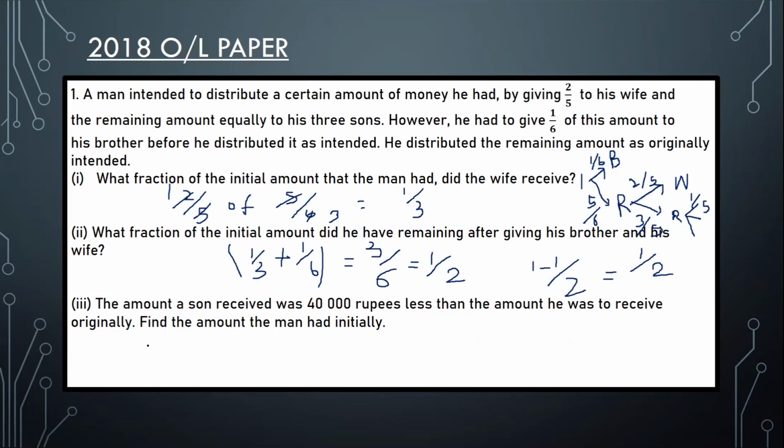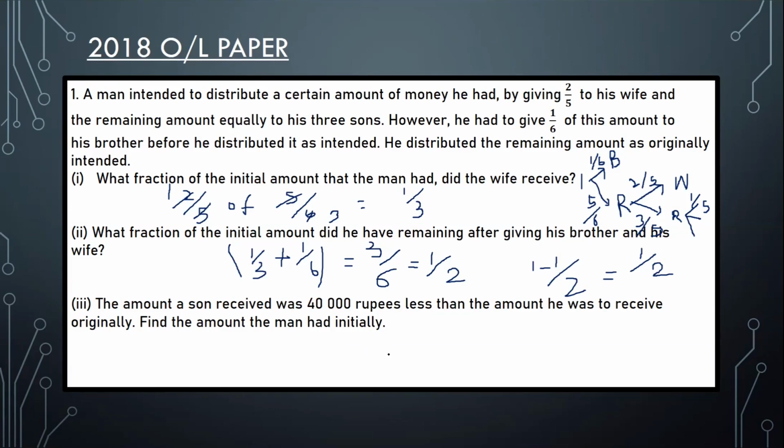Okay. The amount a son received was 40,000 rupees less than the amount he was to receive originally. So initially, how did he plan? He is planning to give 2/5 to his wife and the remainder to his son. But now he realizes he has to give 1/6 of this amount to his brother also. So he gives the amount to the brother and then he distributes the amount.